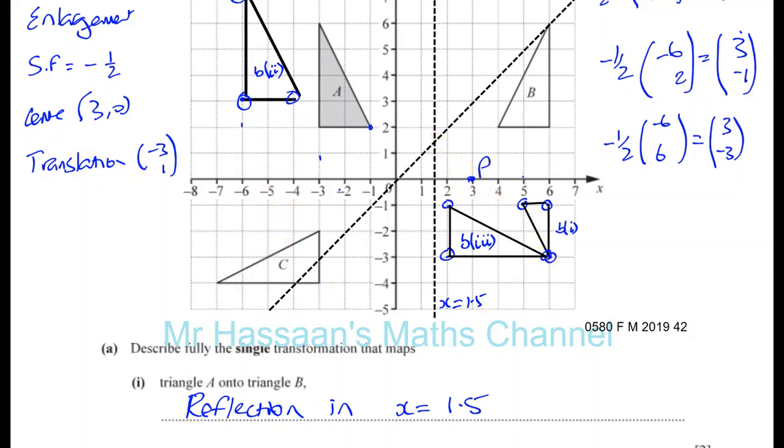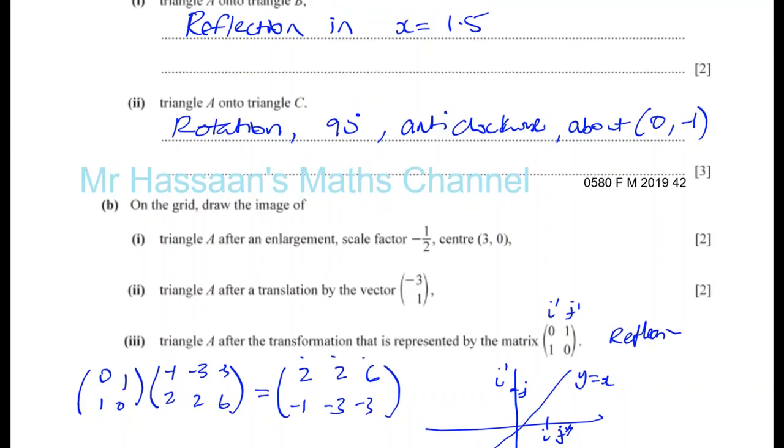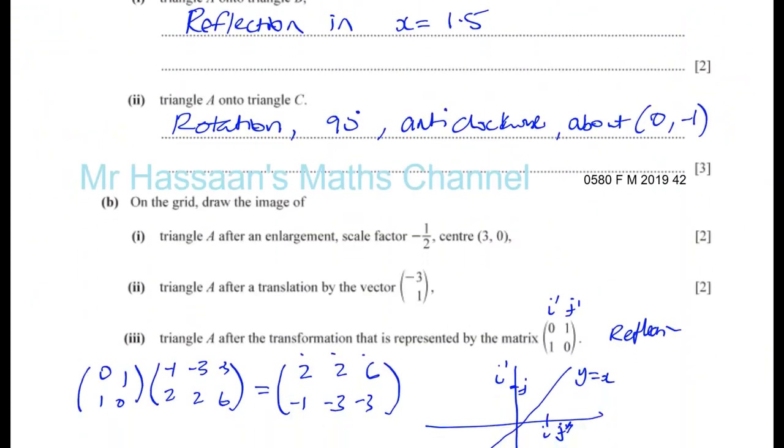So we know 2 different ways of dealing with these types of transformations when we're given a matrix. So that's question number 2, parts A and B.